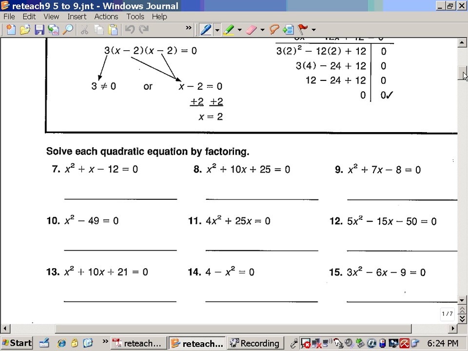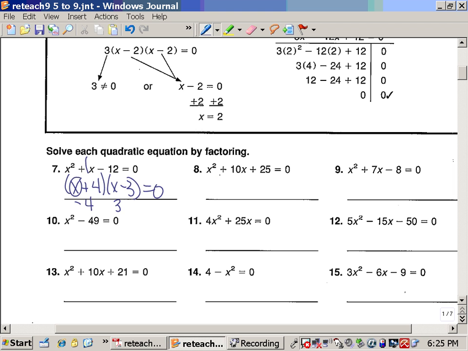Somewhere in your packet, see if you can find factoring. Number 7, solve each quadratic by factoring. Number 7, we have to find two things that multiply to give me negative 12 and add to give me 1. I can think of them pretty quickly. That would be x plus 4 and x minus 3. Remember, to find the solutions, you have to think of what goes in for x that will add to give me 0. The first factor would be negative 4, and the second is positive 3.